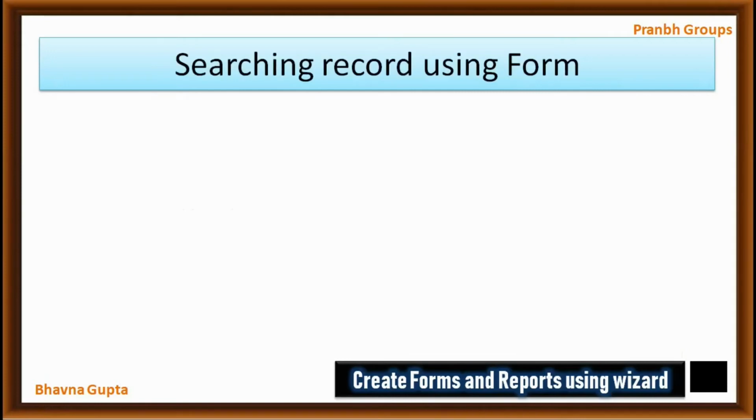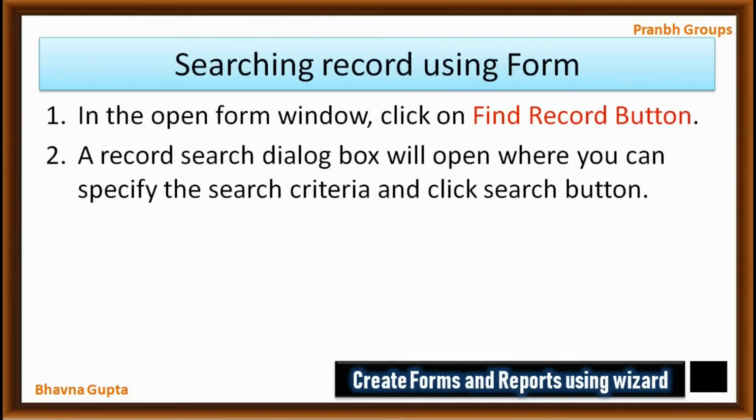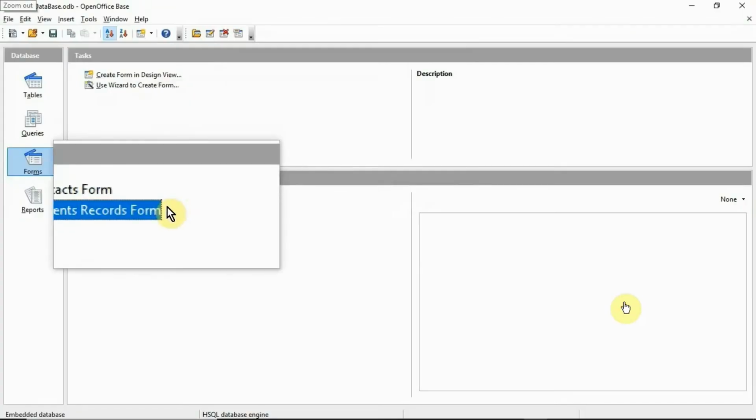Next topic, searching record using form. To search a record using a form, open a form by double clicking on its name. Once the form is open, you can perform the task. Follow these steps. Let's do the practical and see how to search a record in a form.